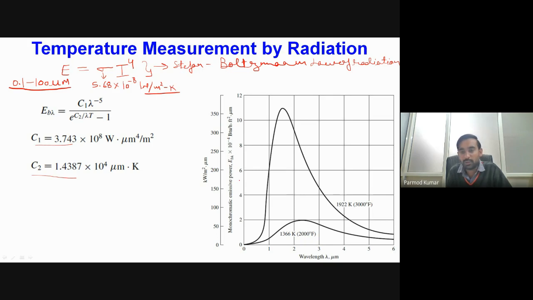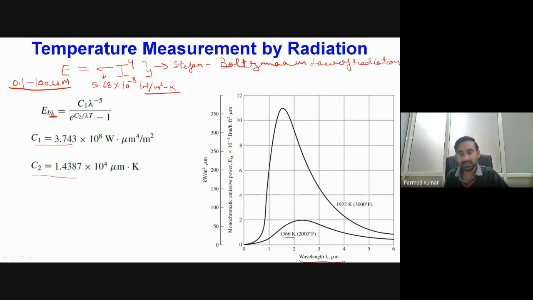The corresponding graphical representation I have included here. Along the abscissa we have the wavelength in micrometers, and along the ordinate the monochromatic emissive power is reported. The term monochromatic is used because we are referring to this equation for a particular wavelength. This monochromatic radiative emissive power is plotted for two different surface temperatures: the first is 1366 Kelvin, and the second is 1922 Kelvin.